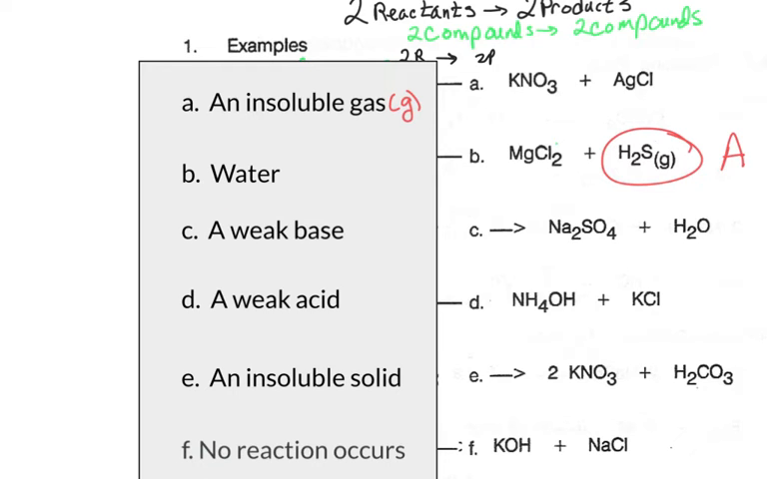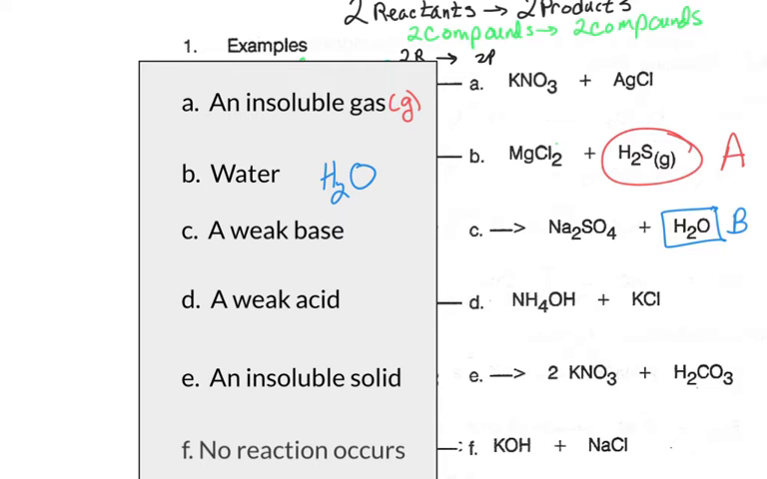Next we'll look for answer B, which is water. Do you see water in any of the products? Hopefully you can see that letter C has water as a product. So the multiple choice answer would be water is formed. What is the thing that causes the reaction to go to completion would be circling water.